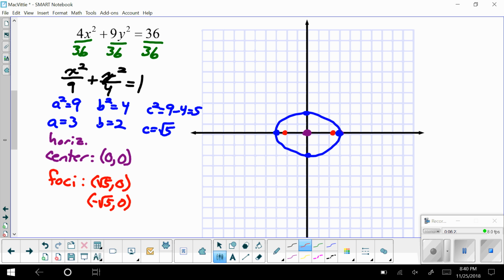And those are kind of the big things that we want. Sometimes we'll be asked, how long is the major axis? Well, if I went 3 from center to one end, that means 3 from center to the other end. So total length of the major axis is 6. Total length of the minor axis would be 4. Distance between both foci would be 2 times the square root of 5. But for the most part, we want the center and we want the foci. So that's what really determines the shape, because by definition, an ellipse is the set of points where the sum of the distances from two points that we call the foci is constant.